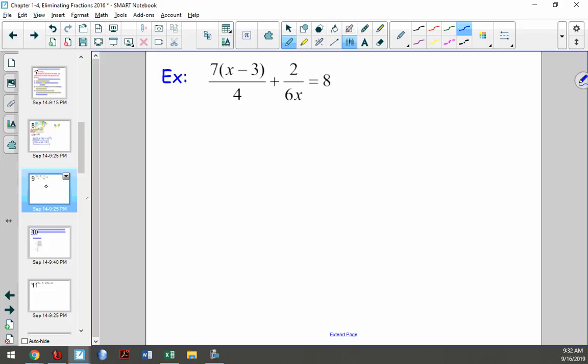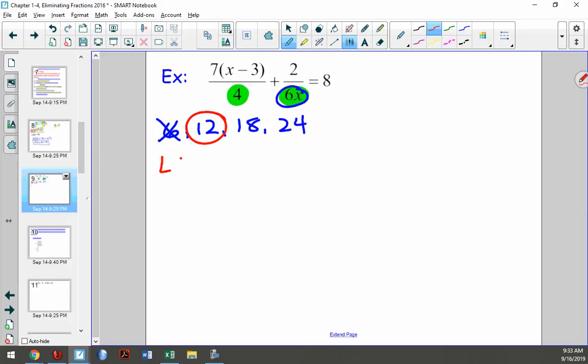Same exact procedure. Do I have a fraction? I do. It's 4 and 6x. So I'm going to circle the biggest number. The biggest number in my denominator is the 6. So I'm going to do my multiplication table. 6, 12, 18, 24. Does 4 go into 6 evenly? No, it does not. So I mark that off. Does 4 go into 12 evenly? Yes, it does. So this is my LCD. My LCD number is 12.